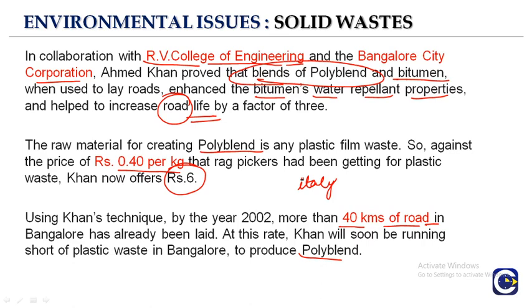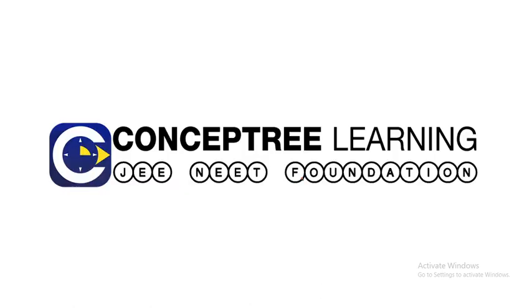So this is about solid waste. We have talked about the different types of solid waste, right? And how we can dispose of it, like on-site disposal, composting, pyrolysis, yes? And the different types like electronic waste and hazardous waste, yes? So this is all about solid waste. I hope you understood. Thank you.